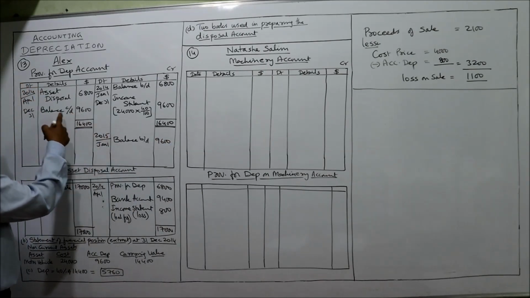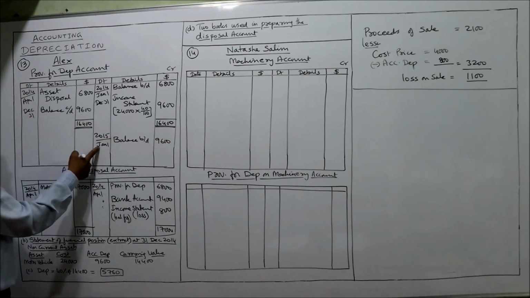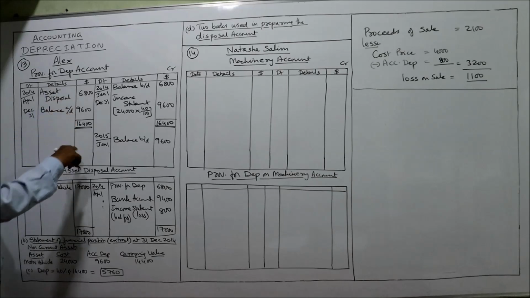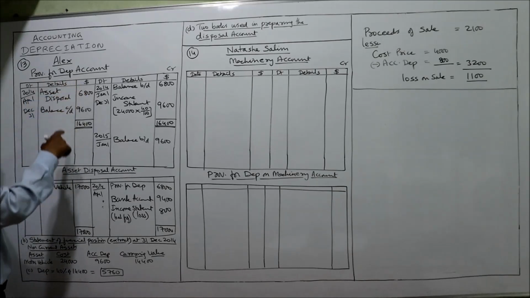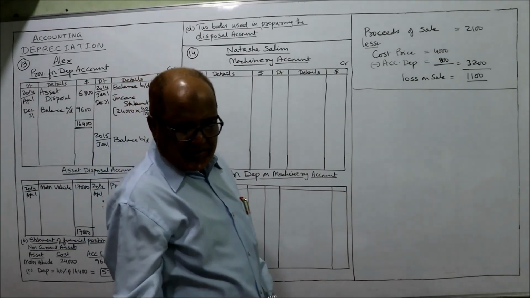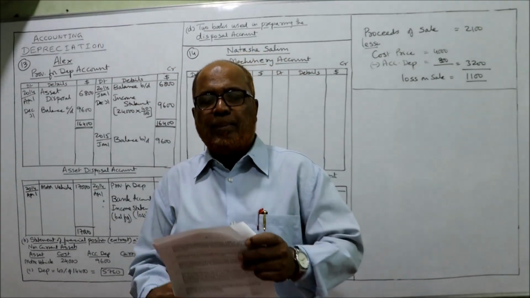Here brought down. This is the last day of the year and this is the first day of the next year. That's it. So this is the end of first part, prepared the provision for depreciation account and asset disposal account. Now the next part. What is it asking?